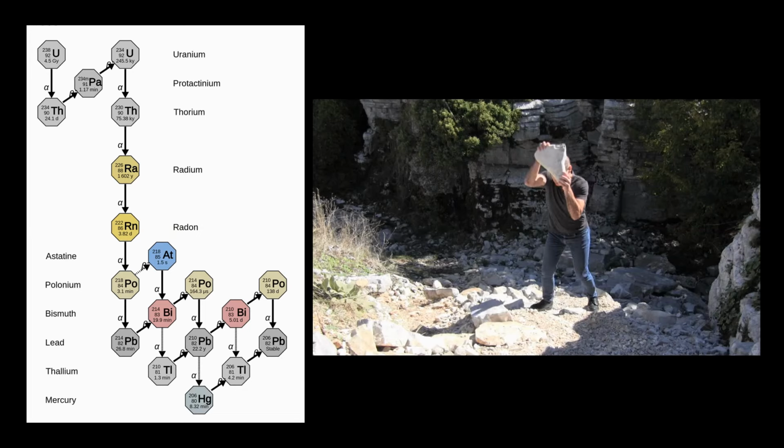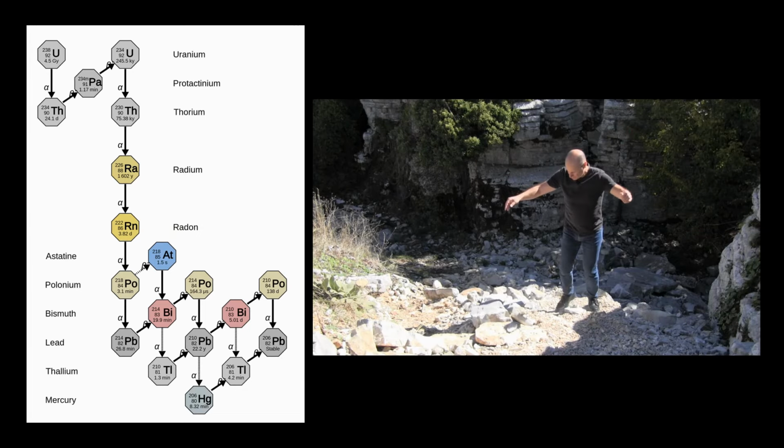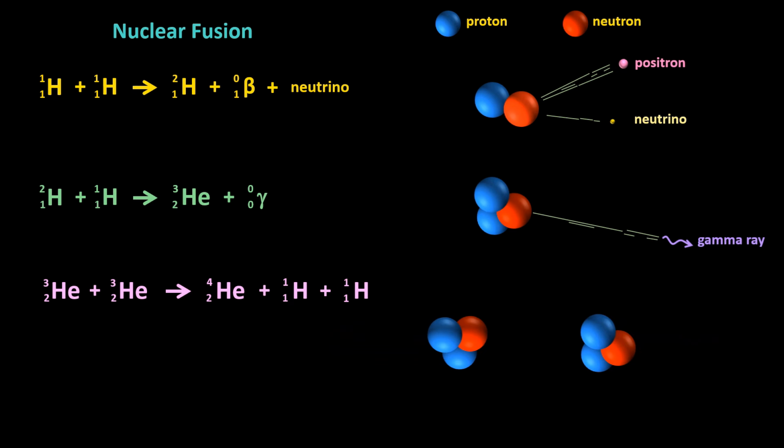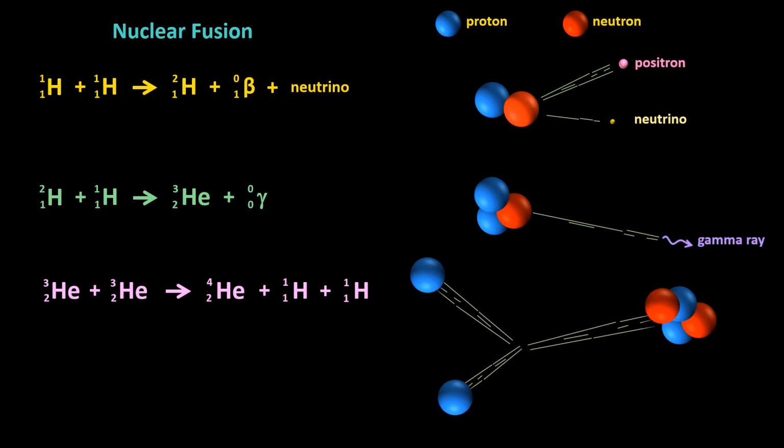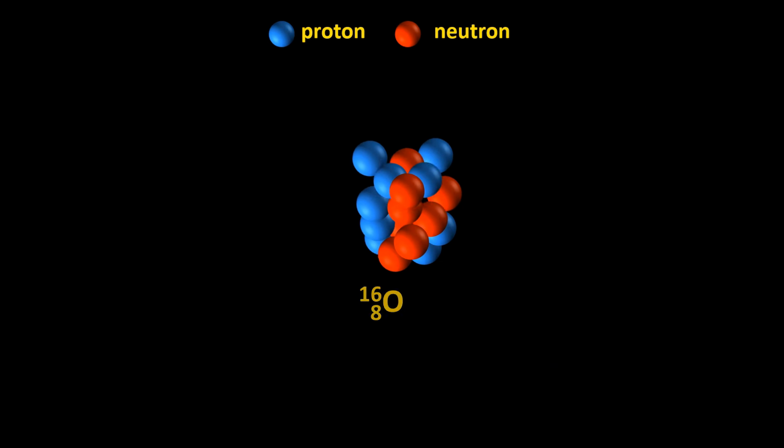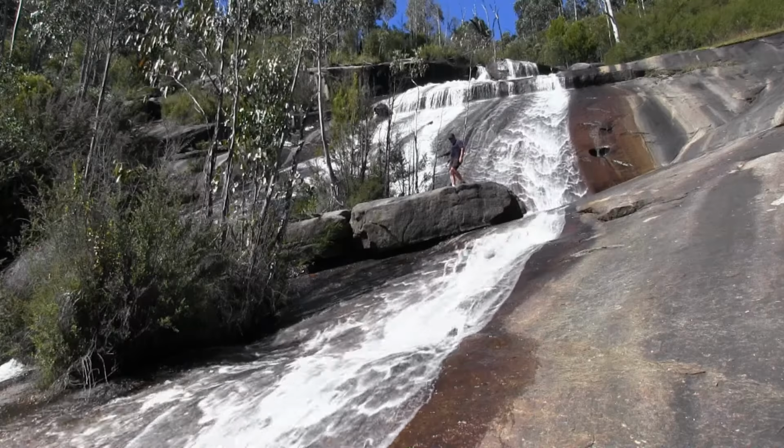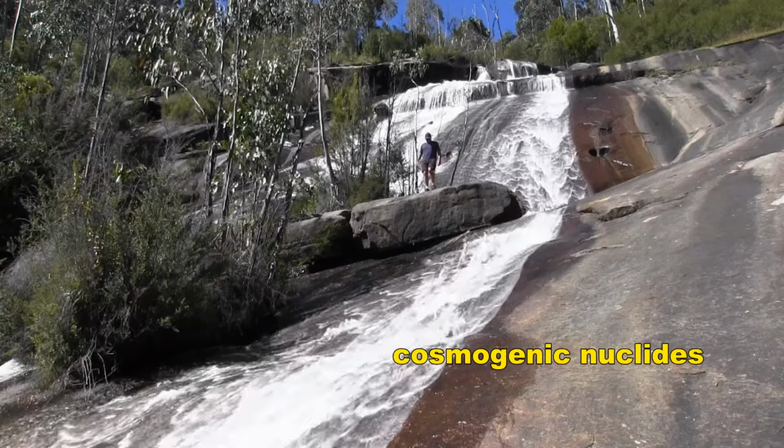In this episode, we look at how radioisotopes are produced in natural processes like nuclear fusion, decay, and what's called cosmogenesis, which is the formation of new nuclei when cosmic rays smash into existing nuclei.